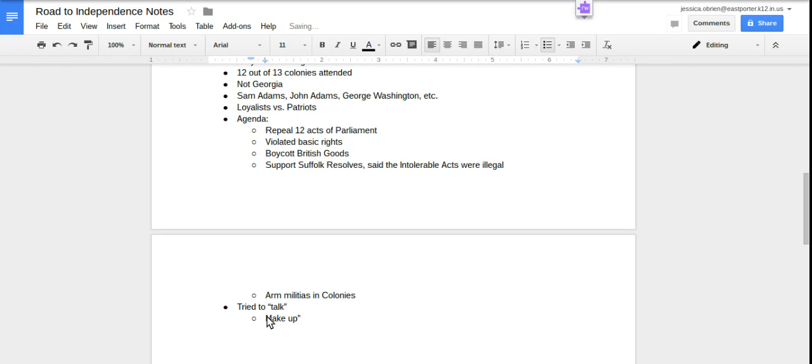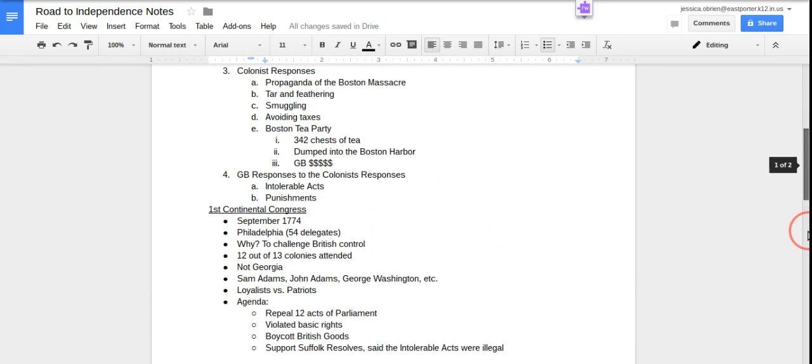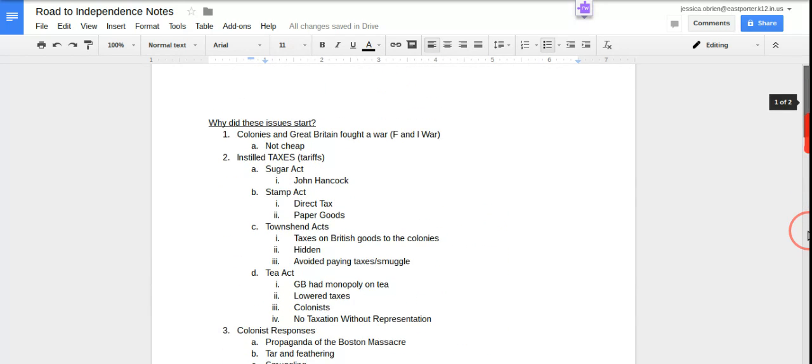So think of this part now as like a bad breakup. The colonists are trying to make peace with Great Britain. They're trying to make up. But you're going to see Great Britain isn't having it. Okay? So guys, hopefully this was really good review.